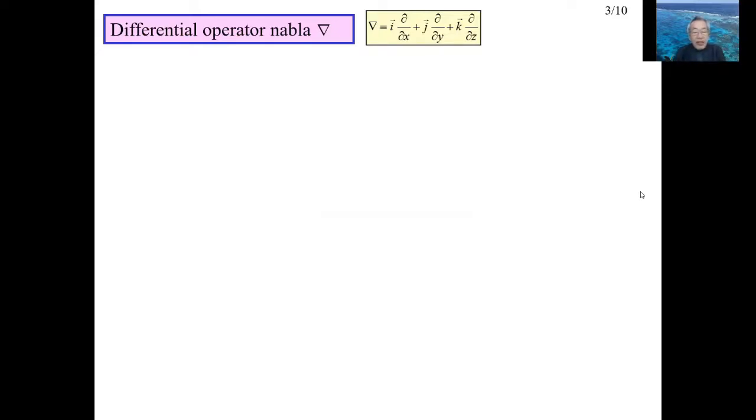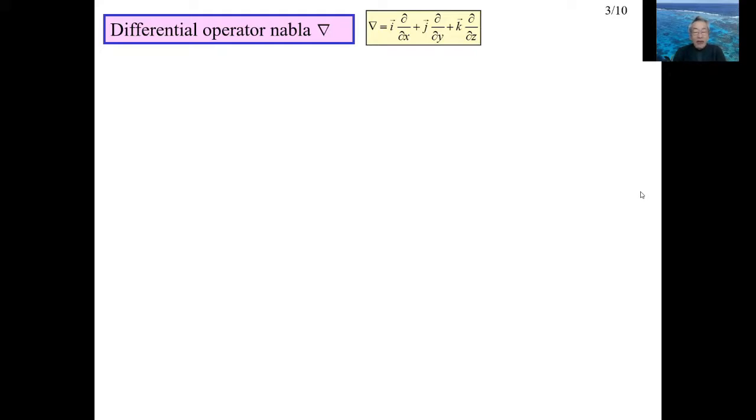Nabla is represented by an inverted triangle. i, j, and k are the unit vectors in the x, y, and z directions. The unit vector is a vector with magnitude of unity, or 1. A horizontal arrow is attached above the symbols i, j, and k. The arrows mean that the symbol with an arrow is a vector. A bold symbol is sometimes used for a vector instead of an arrow, but in this lecture series, I use the arrow.